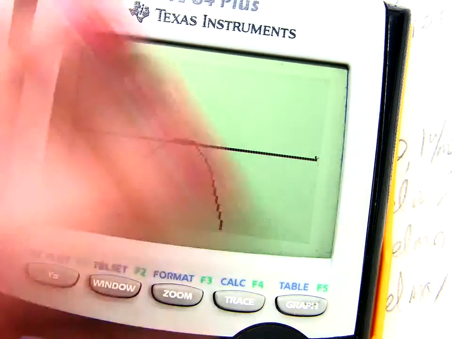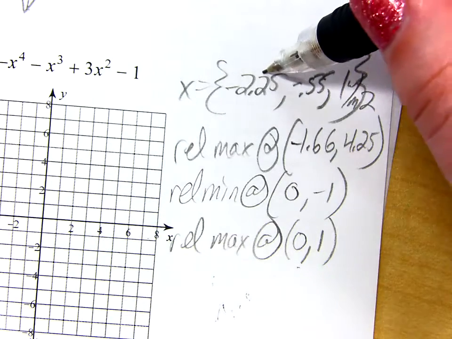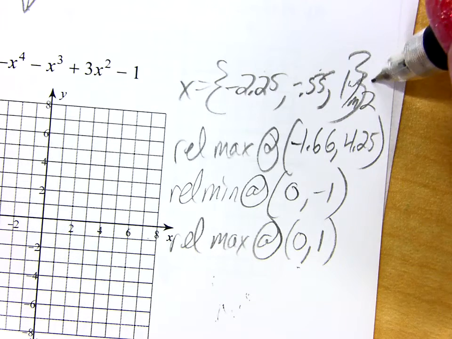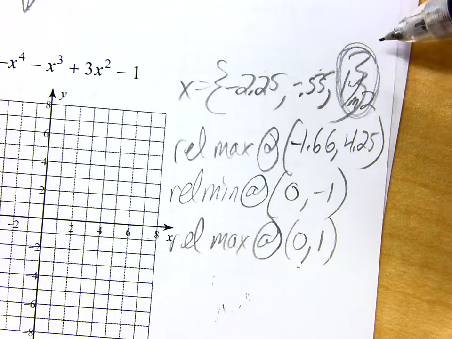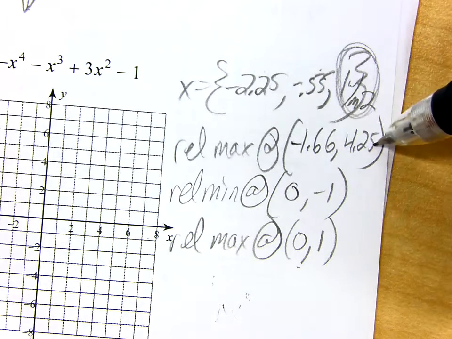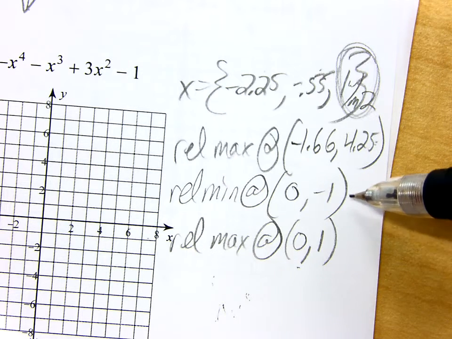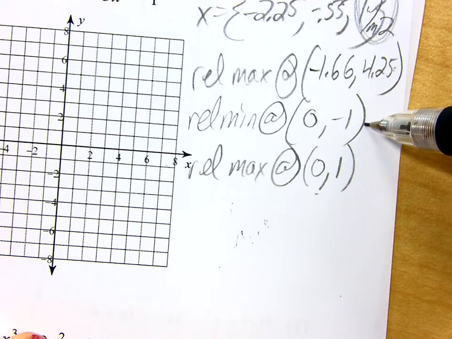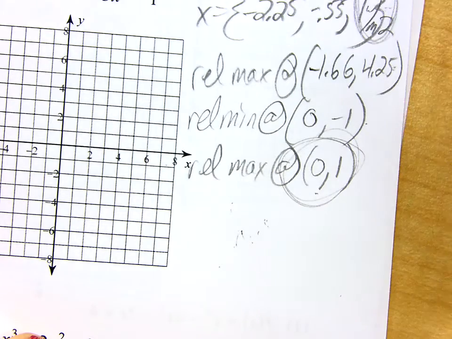All right. So, did you get some of these numbers that I got? Like x-intercepts at negative 2.25, negative 0.55, and then something weird maybe happened over here. Did you get 1 or something really close to 1? Yeah, okay. And then you do your relative max. There was 1 here, negative 1.66, comma 4.25. Then there was a min at 0, negative 1. I got 0, negative 1 for a min. And then, I don't know if you tried to find the relative max, or if you were like, oh, well, it bounced off. I already know where it is.